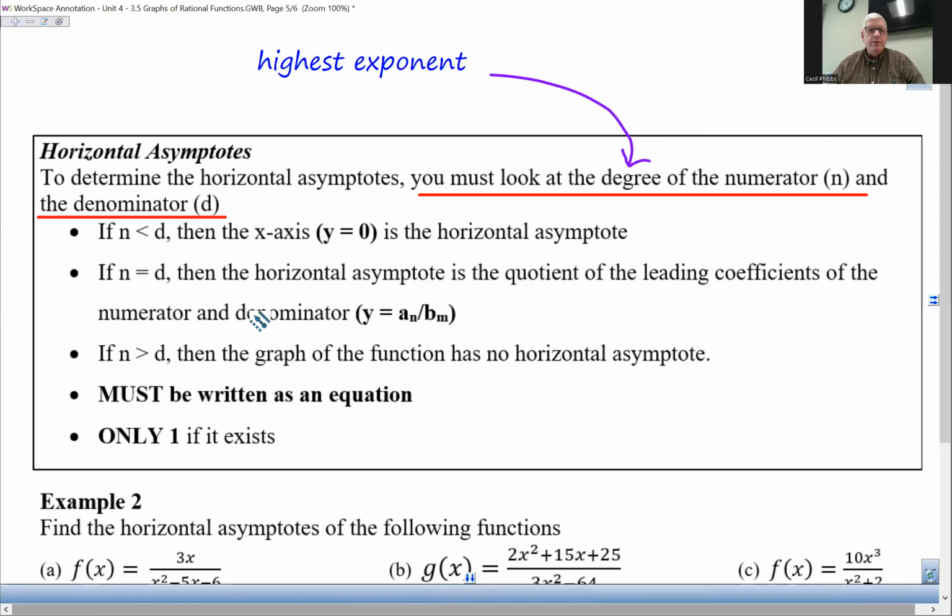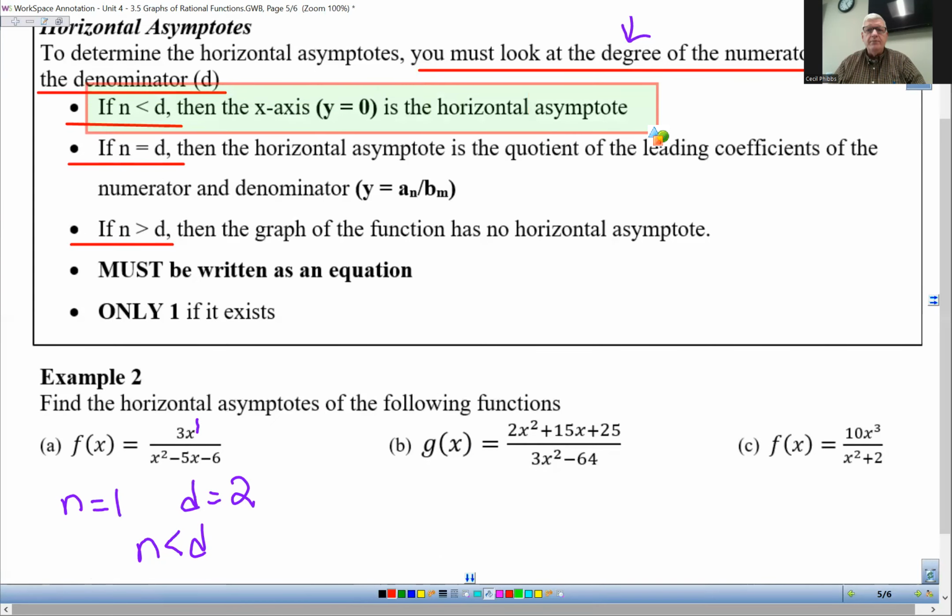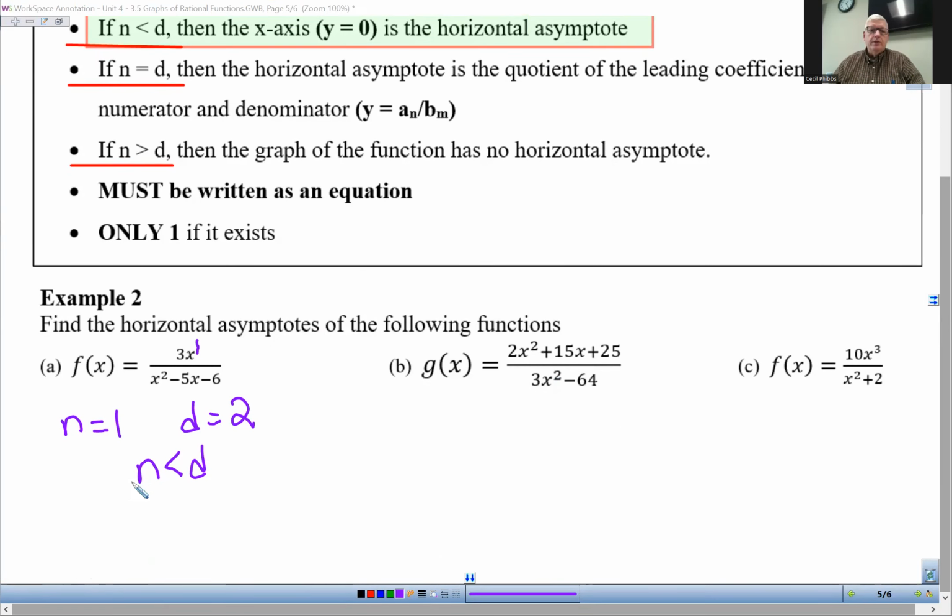So we're going to compare those, and you can see there are three rules here: when the numerator is less than the denominator, when they are equal, or when the numerator is greater. So remember, anytime there's an x, that exponent is 1. So here, the numerator exponent is 1. The denominator exponent or degree is 2. So that means the numerator is less than the denominator. That's our first situation up here. If that happens, then our horizontal asymptote is y equals 0. So as long as our numerator degree is less than the denominator, our asymptote is going to be y equals 0.